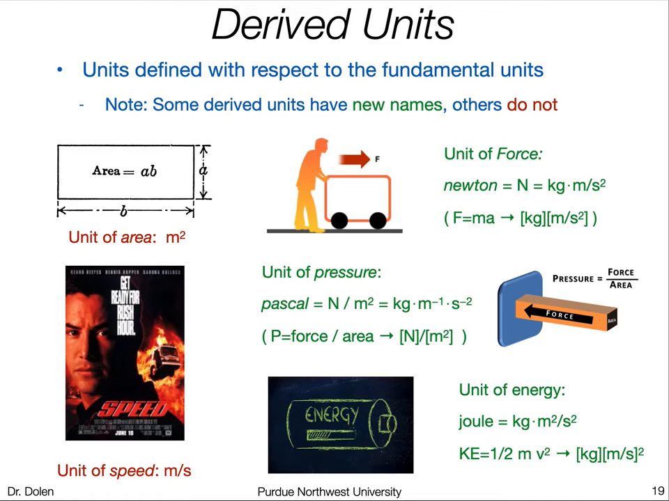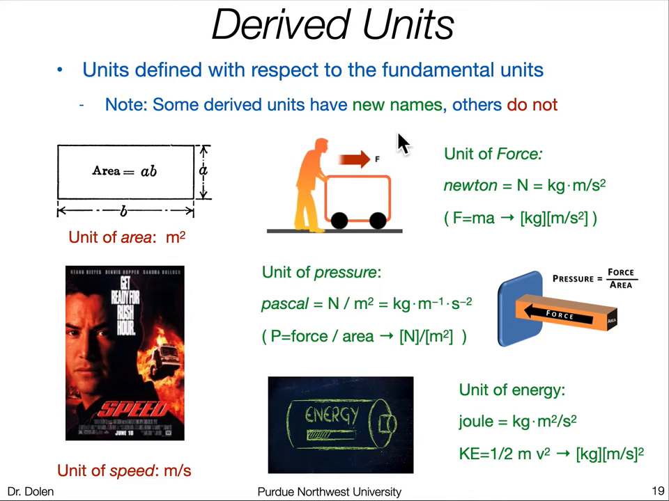Okay, what about derived units? Derived units are units defined with respect to the fundamental units. Some of them have new names, and some of them do not. For example, if I measure the area of a rectangle as length times width, that area is just meters squared. It doesn't have its own name. Similarly, the SI unit for speed, or for velocity, is meters per second. It doesn't have its own name. It's just meters per second. Other things we're going to do in this class have their own name.